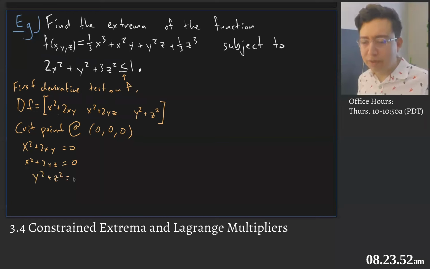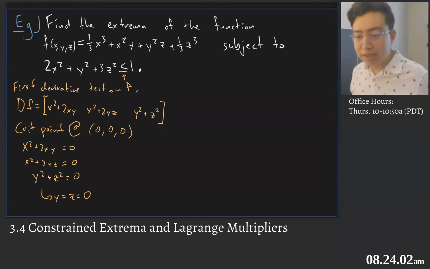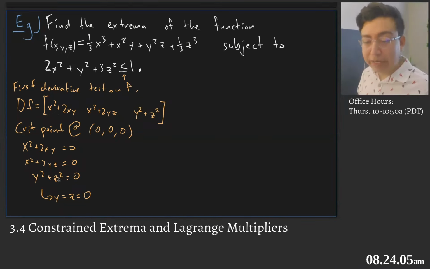So y squared plus z squared equals 0 tells us that y has to equal z, which has to equal 0. Because no matter what else we plug in for y and z, if we plug in anything that's not 0 for either of these, we're going to get something positive, because even if you plug in a negative number and square it, you get a positive number. These will never cancel out to give you 0 unless both of them are already 0. So y equals z equals 0.